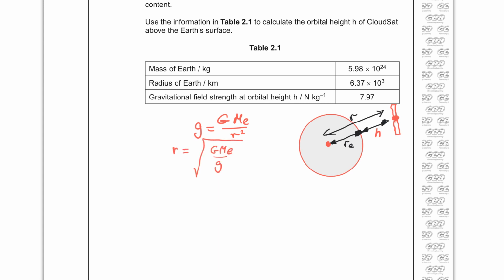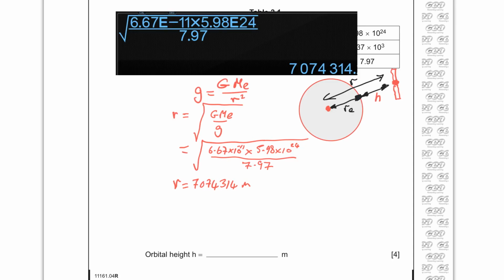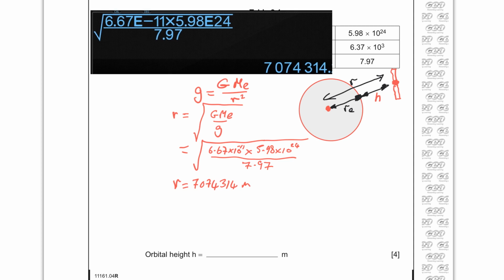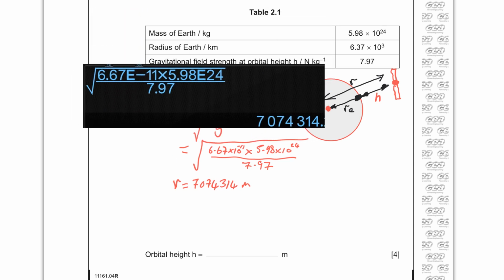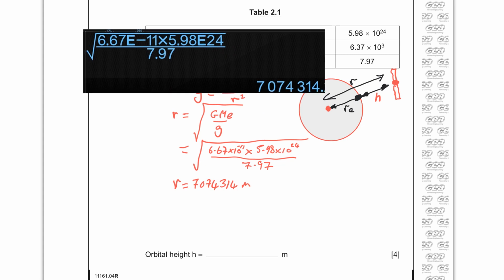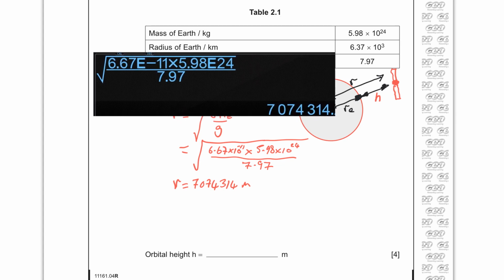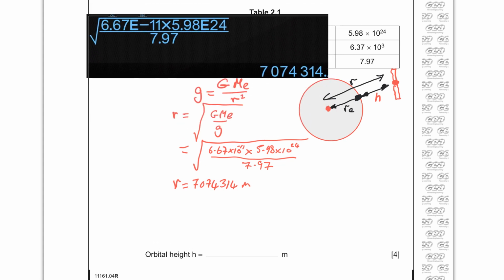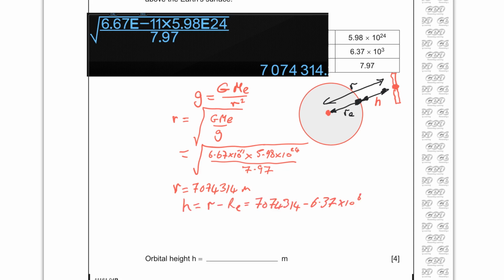So rearranging that, R is going to be the square root of GME over little g. So we now need to just sub in there and put that through the calculator. So that gives us an R value. And we also need to take off this radius of the Earth, which is in kilometres, so just be careful about that. So if it's 10 to the 3 in kilometres, it's going to be 10 to the 6 in metres. So we do that subtraction and just respect our available significant figures at that point.